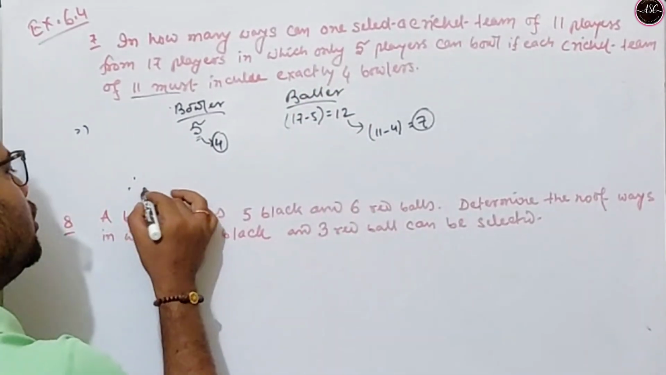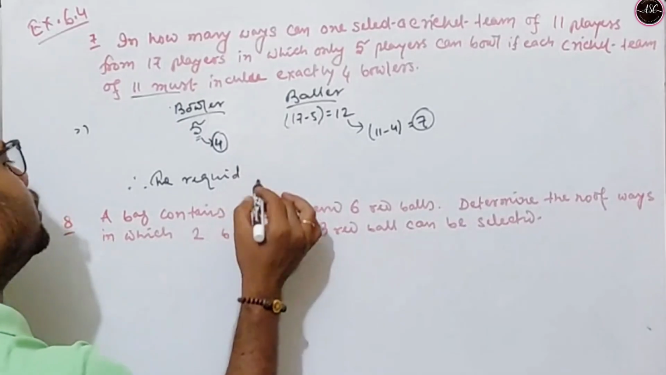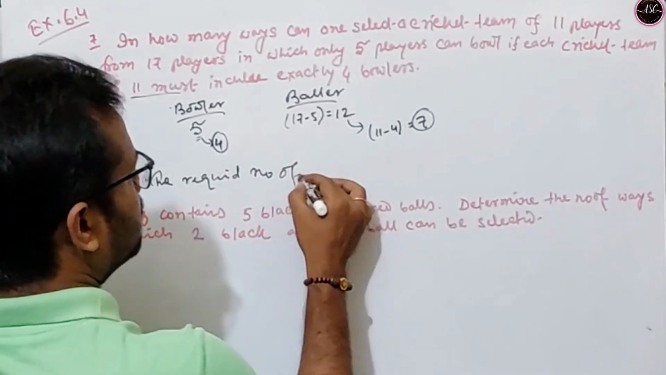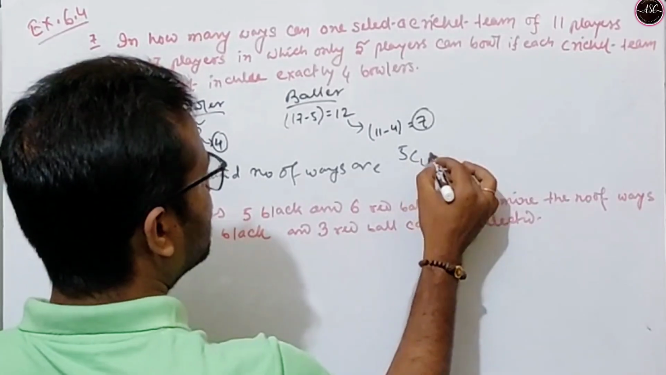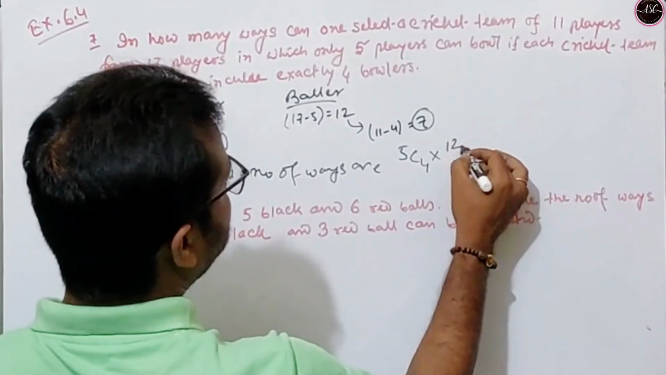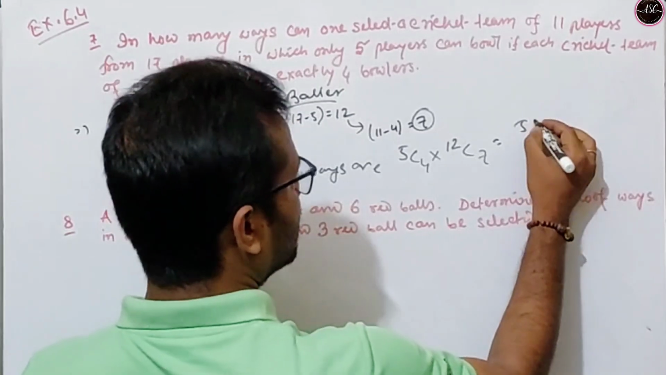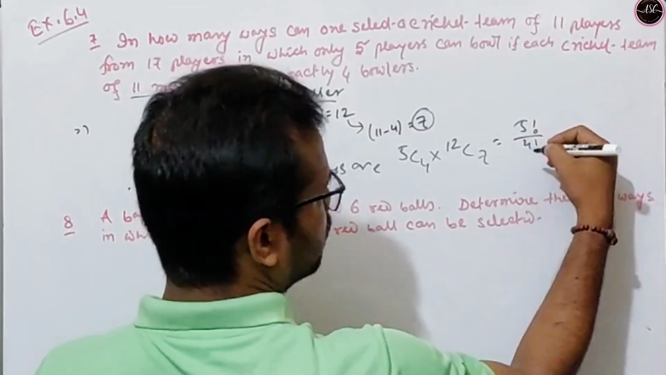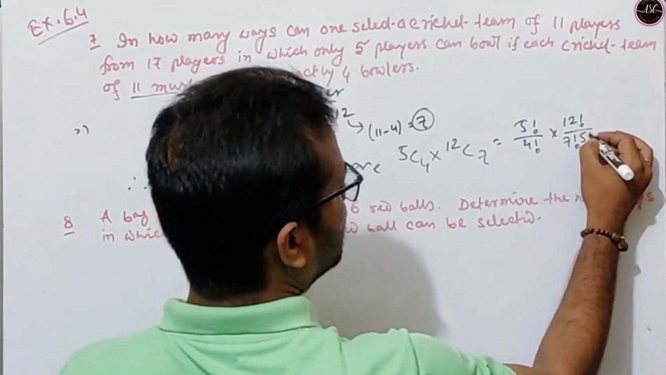Okay. So the required number of ways are 5C4 multiply 12C7. Okay. Just solve this. 5 factorial divided by 4 factorial into 1 factorial into 12 factorial divided by 7 factorial into 5 factorial.